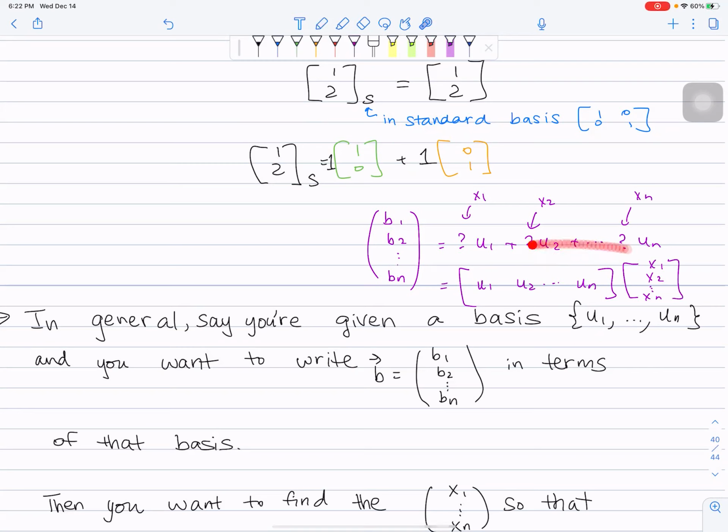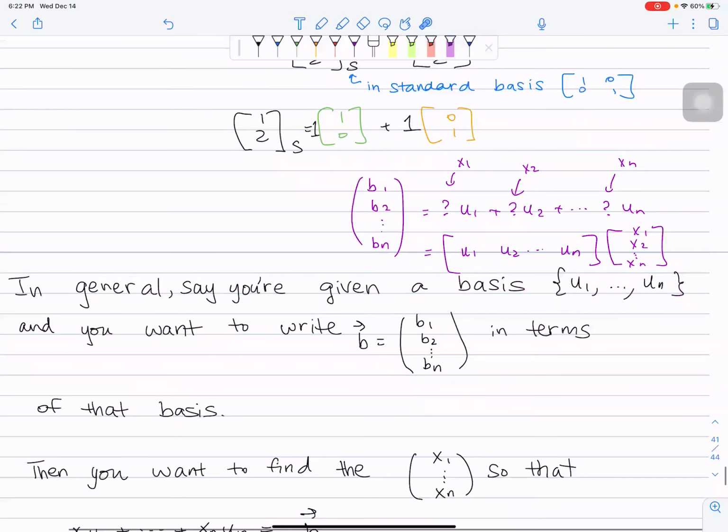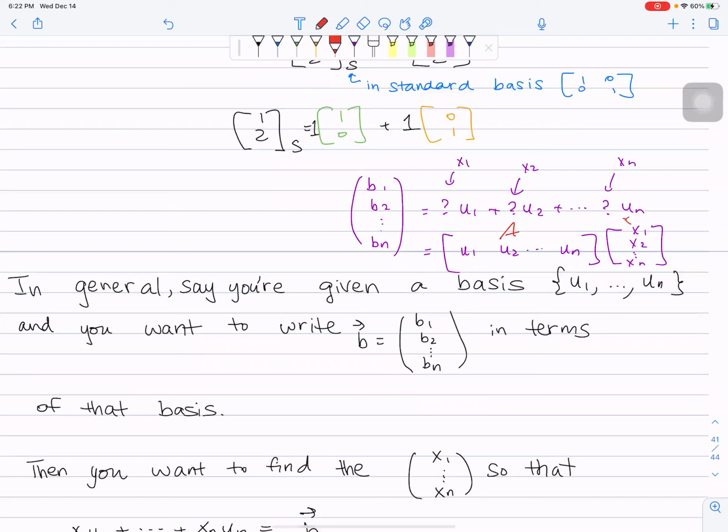And this works because another way of doing matrix multiplication is that you take this x1 and put it in front of the first column, you take this x2 and put it in front of the second column, etc. So we can rewrite this almost dot product as this matrix times x1 to xn. And now this should look familiar, because this is Ax equals b. So a change of basis problem is essentially solving Ax equals b.